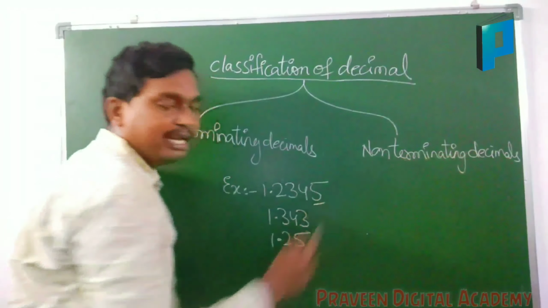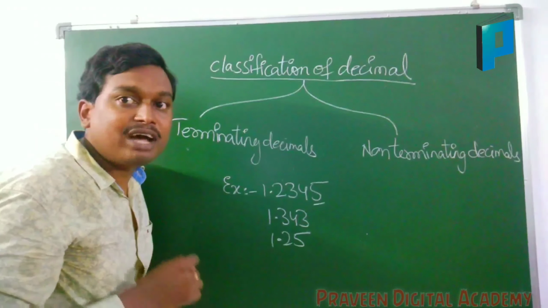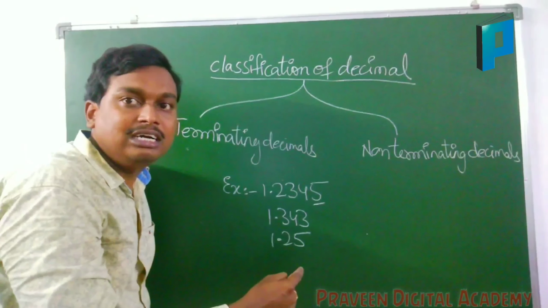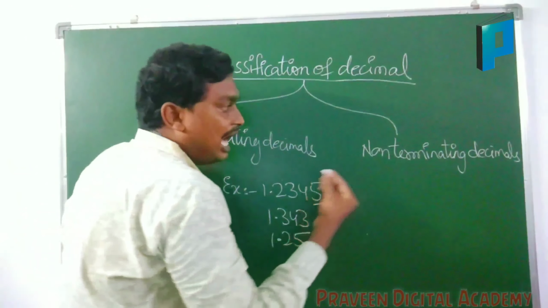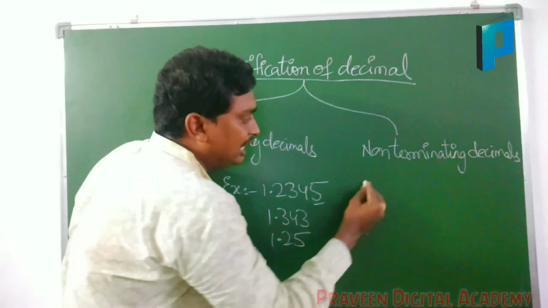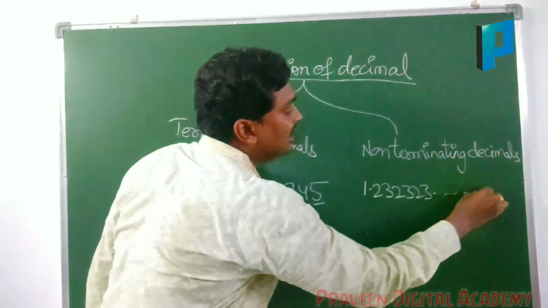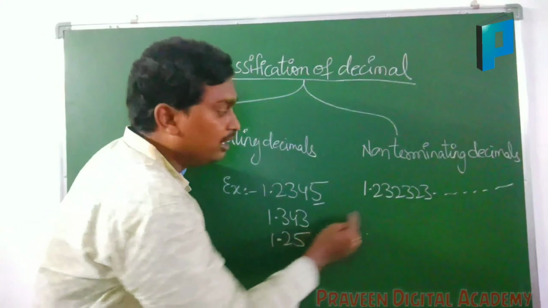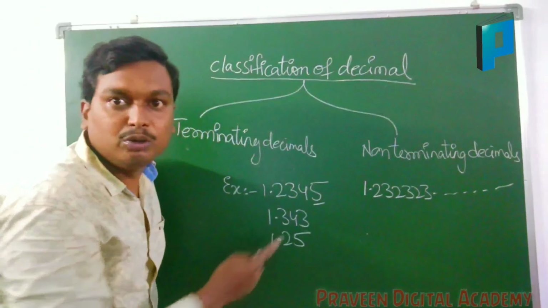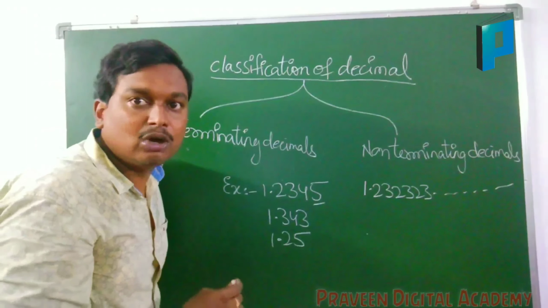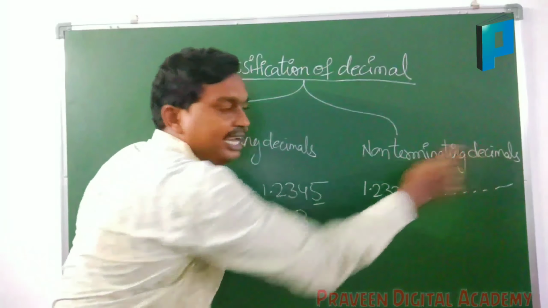Here, what is a non-terminating decimal? Let us see now. A decimal system which has infinitely many digits after the decimal point is called a non-terminating decimal. I will give you examples to understand very clearly. Sometimes you will have something like 1.232323 and it goes on continuously. Here 23 is repeating many times, so it does not have an end. Do you know the end number? We don't know the end number. So numbers like these, which do not have an end, are called non-terminating decimals.